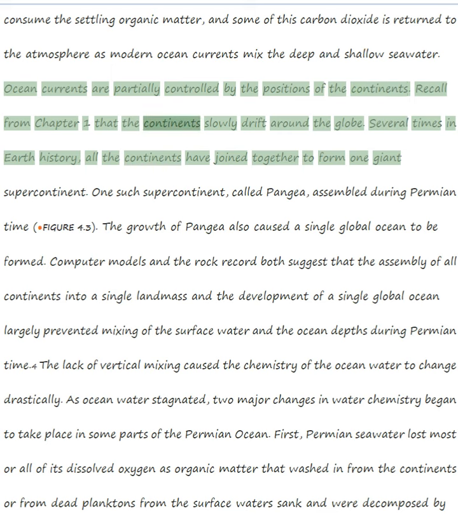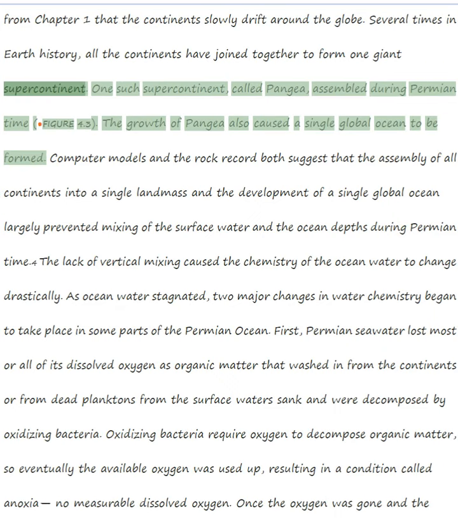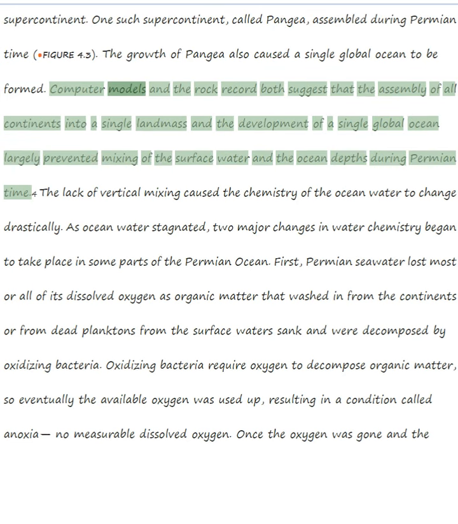Recall from Chapter 1 that the continents slowly drift around the globe. Several times in Earth history, all the continents have joined together to form one giant supercontinent. One such supercontinent, called Pangaea, assembled during Permian time. The growth of Pangaea also caused a single global ocean to be formed. Computer models and the rock record both suggest that the assembly of all continents into a single landmass and the development of a single global ocean largely prevented mixing of the surface water and the ocean depths during Permian time.